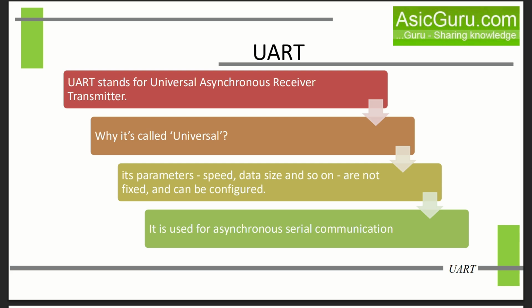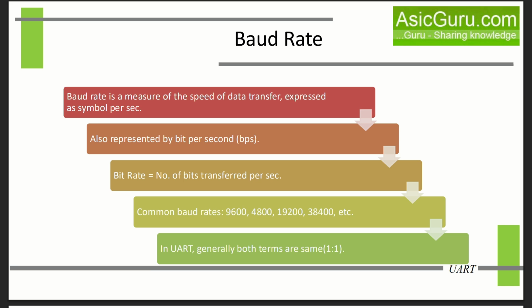Let's move on to understand one of the most important aspects of UART communication, the baud rate. The baud rate is essentially a measure of the speed of data transfer expressed as symbols per second. In most contexts, it's represented by bits per second or BPS. To put it simply, the bit rate refers to the number of bits that can be transferred every second.